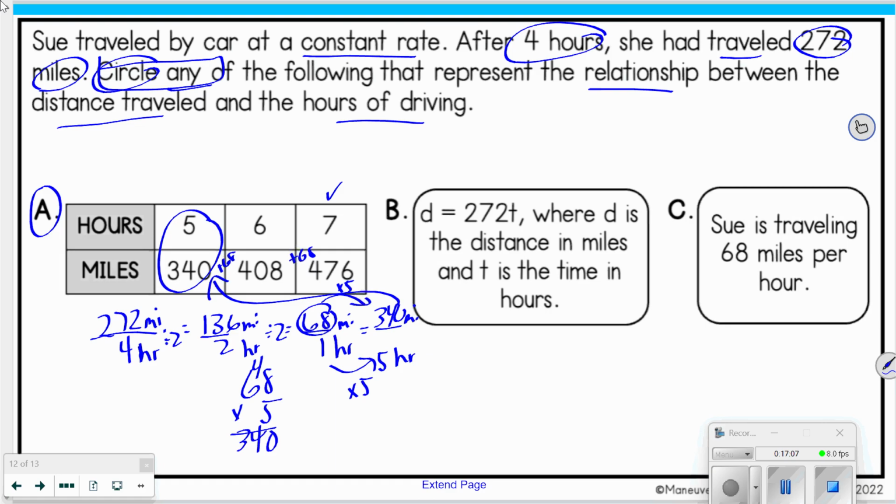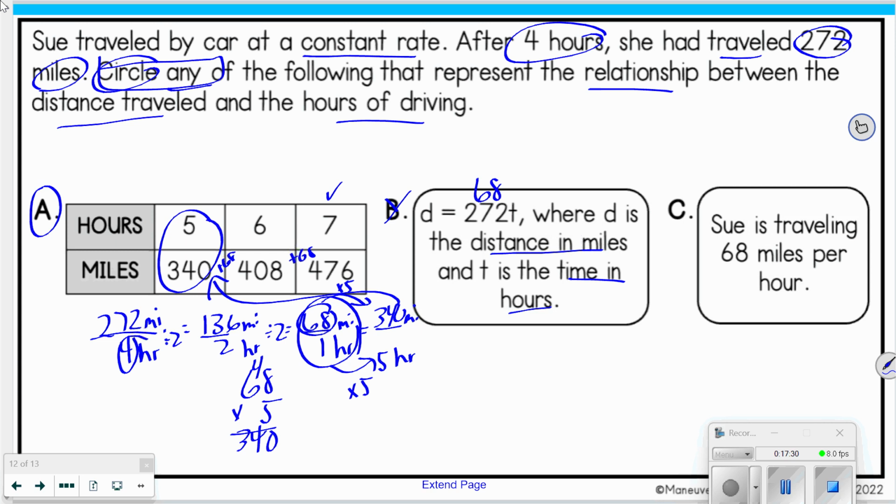D equals 272t, where D is the distance traveled in miles and T is the time in hours. That would not be correct because that was at the 4 hours that is 272. When we find our rate of change, we find it was actually 68. So if that had said 68t, it would have been correct, but 272t is not correct.